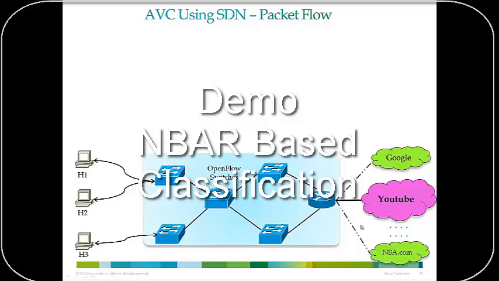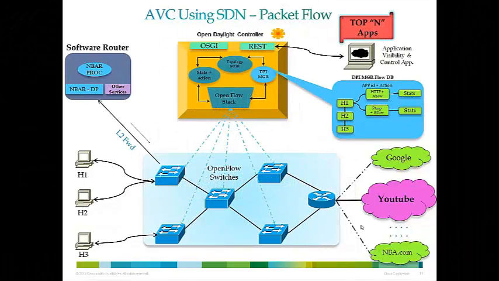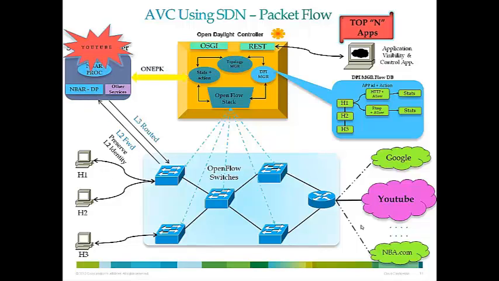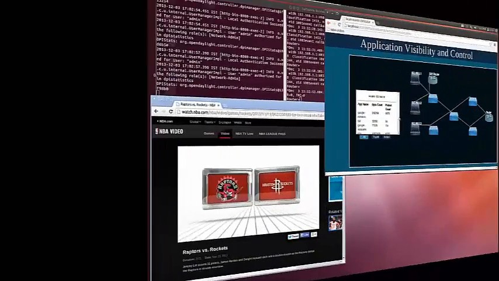The packets from a host are L2 forwarded to the service blade, which classifies them using NBAR. The classification and 5-tuple data is exported by the service blade to the controller using 1PK APIs. The controller then programs the network elements based on the required business logic. Let's take a look at a demo.